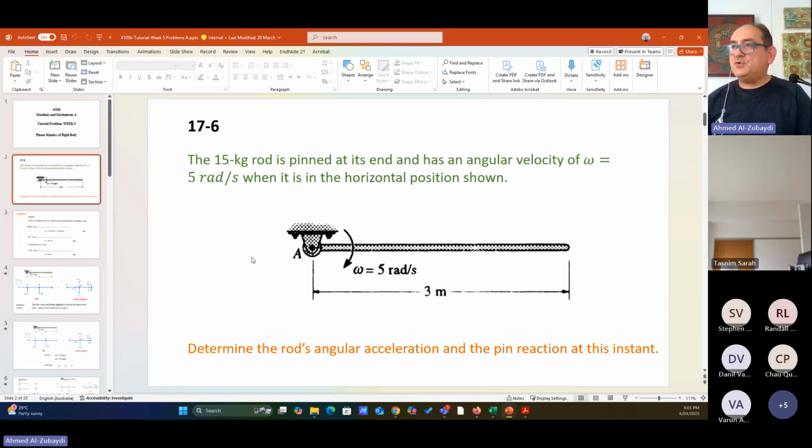We have the 15-kilogram rod pinned at end A, and it's going to be released downward. Omega was given as 5 radian per second when it's in the horizontal position, as we can see here. Obviously we have the length, we have the mass, and we can calculate the IG. From there we have the angular velocity and the angular acceleration, and in that case both the linear acceleration and the normal acceleration.